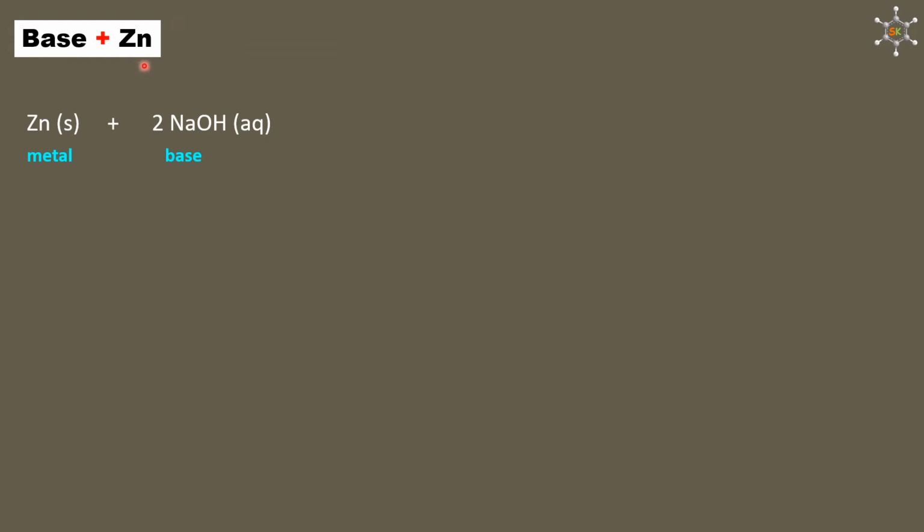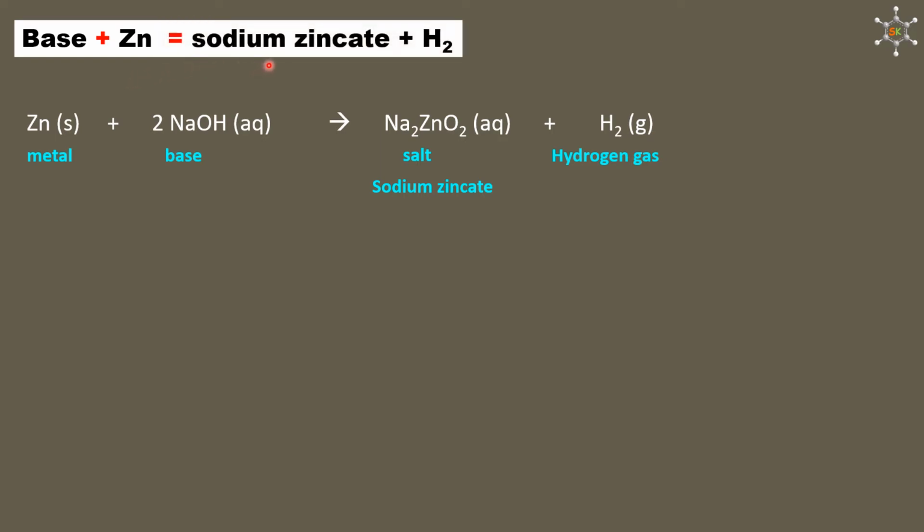Reaction of base with zinc metal. Here we are choosing sodium hydroxide as the base. Zinc metal reacts with sodium hydroxide aqueous solution, giving Na2ZnO2 solution in water and releases hydrogen gas. Na2ZnO2 is called sodium zincate salt. So, base reacts with zinc to form sodium zincate salt and releases hydrogen gas.